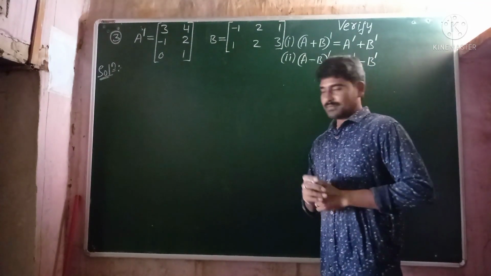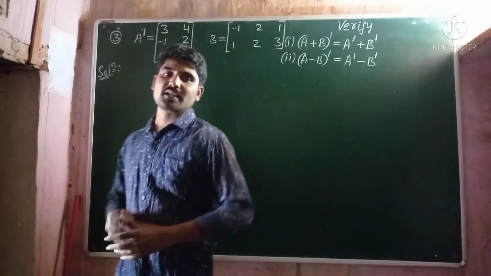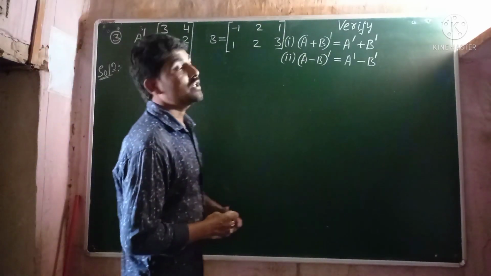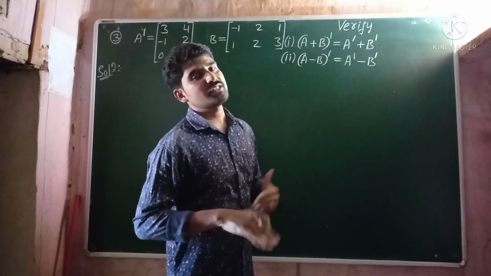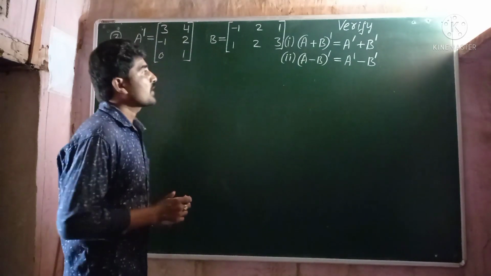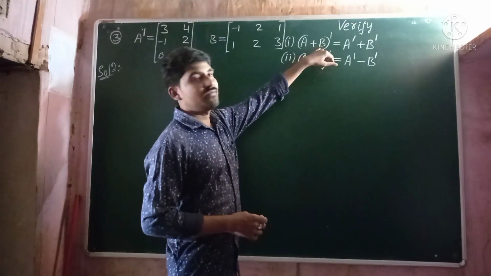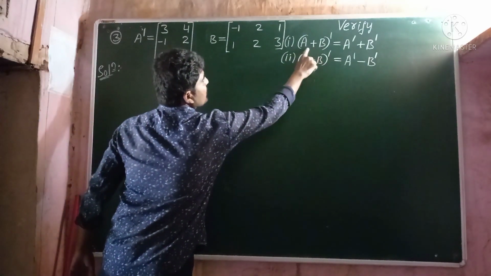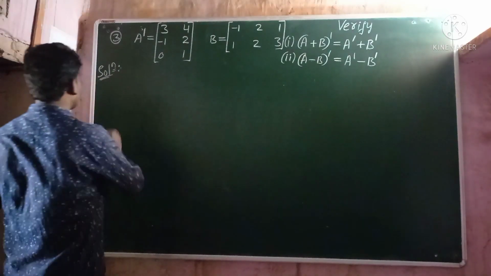So now the third question. Here also he has given two matrices, A dash and B matrix, and we need to verify the same equations which are verified in second question. So let's start verifying the first equation. For that, first we need to find the matrix A plus B.